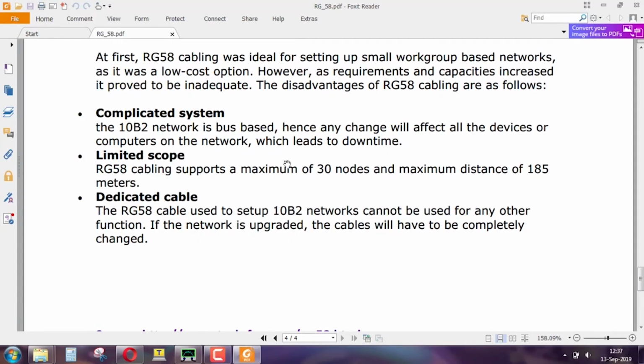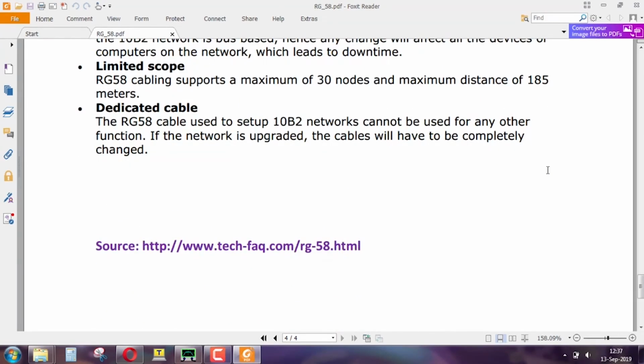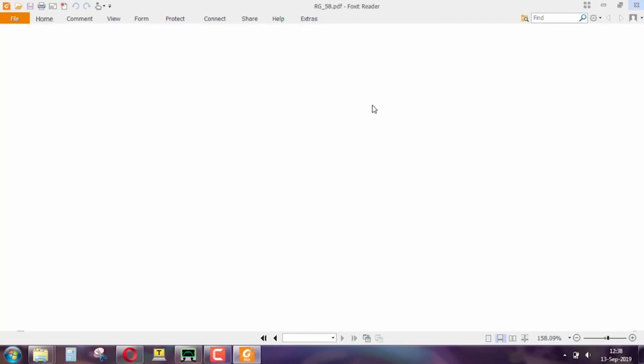So, I wanted to just put this also. This is a very good document because it also gives you some limitations about what can be done, what cannot be done. RG58 cabling supports up to 30 nodes, maximum distance of 185 meters. So, I think this is very interesting. Let us look at some more things related to the cables.